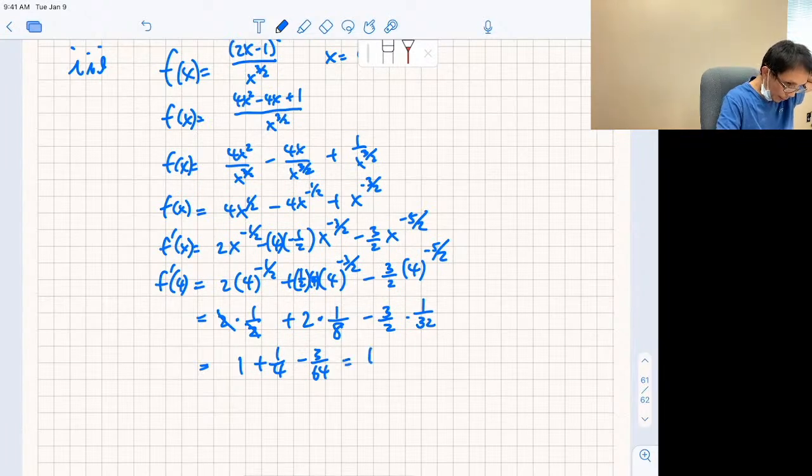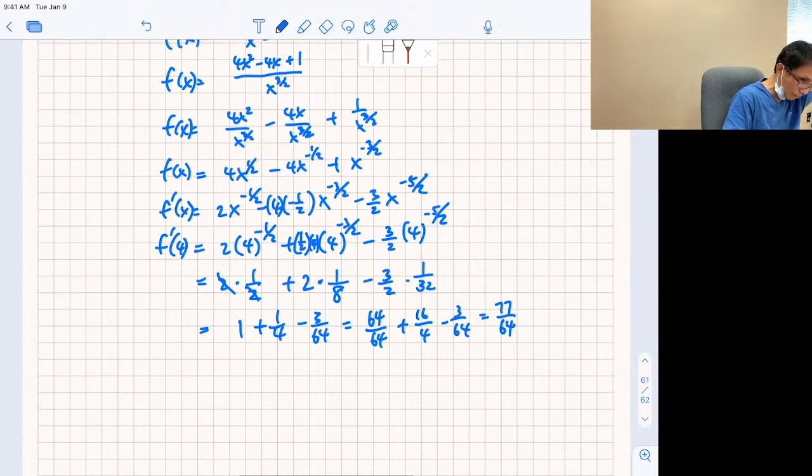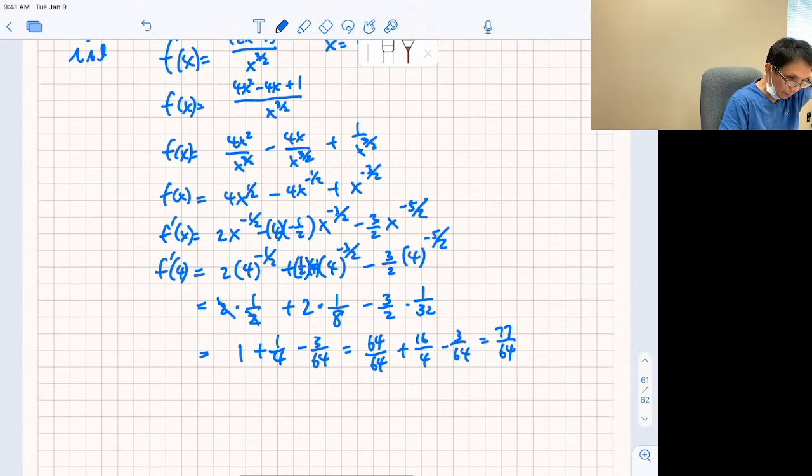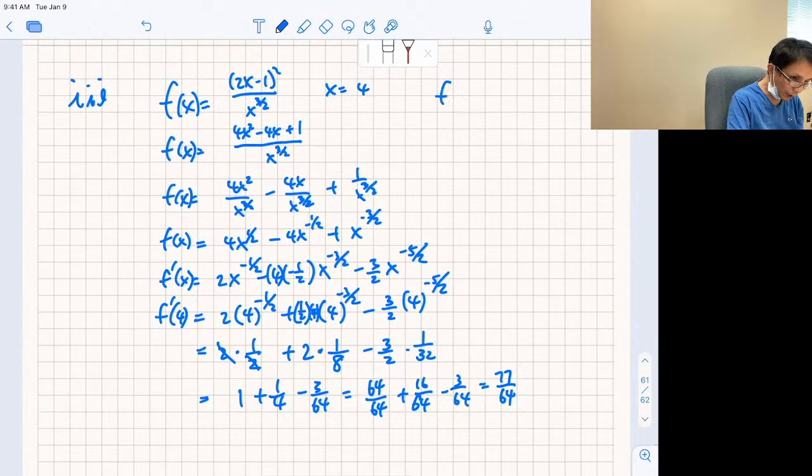So that's going to be 64 over 64 plus 16 over 64 minus 3 over 64. So that's equal to 77 over 64. Is that right? It's supposed to be 16 over 64, yeah. Now I'm going to go back and figure out what f of 4 is.